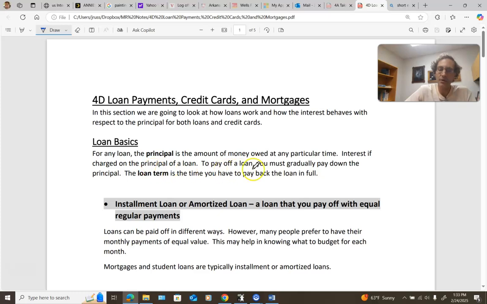And then the loan term is just the time that you have to pay back the loan. So if you're talking about a car, you can finance a car for 3 years, 4 years, 5 years, 6 years. You can even do it for 7 years now. And lots of times people will finance a car for 7 years simply because extending the loan term will lower the monthly payment. But in the long run, you'll actually end up paying more in interest the more extended the loan term is.